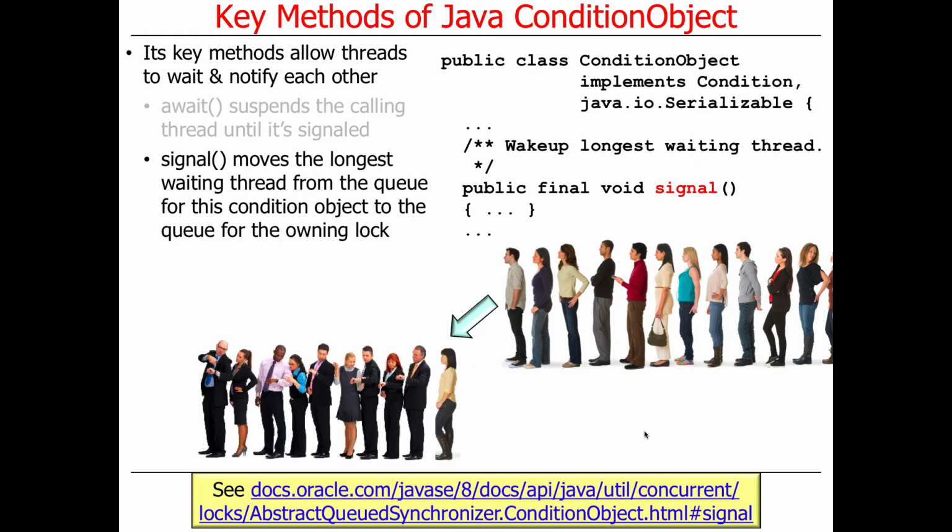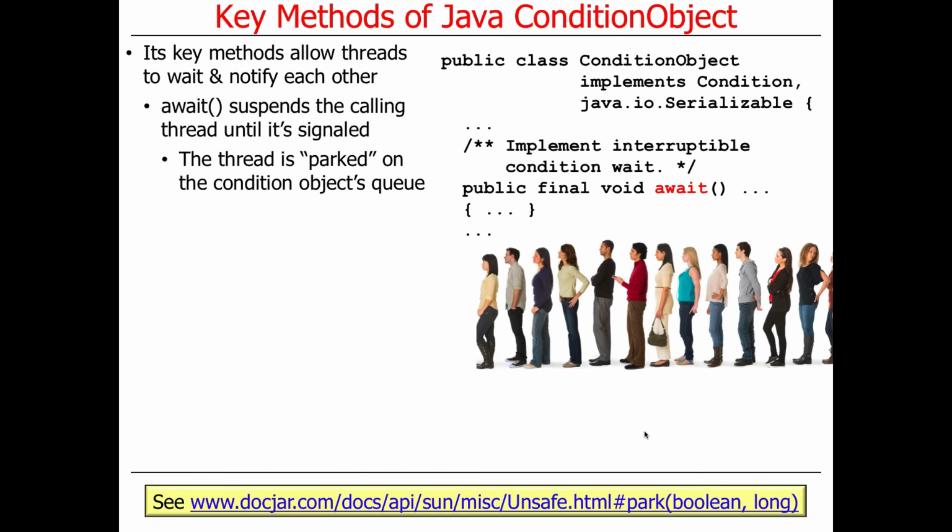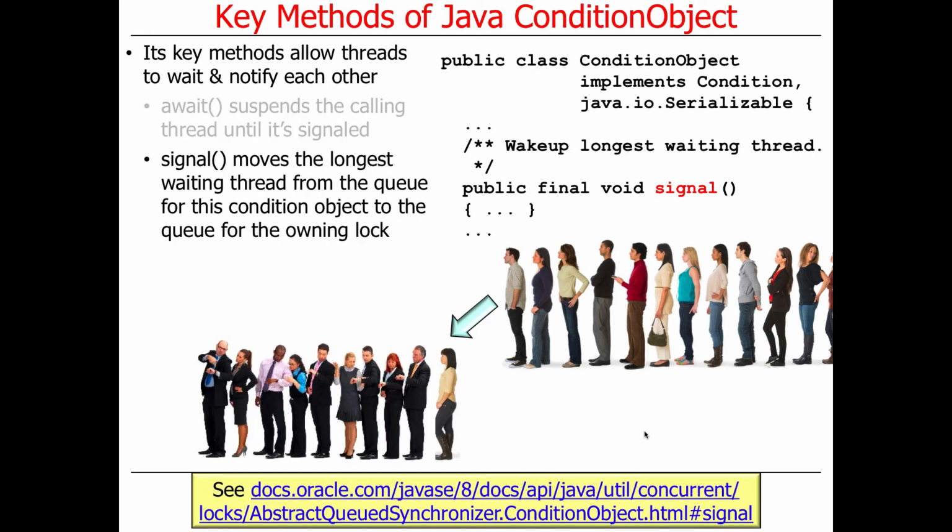Signal is going to move the longest waiting thread. So here's the thread that's been waiting the longest, right? The person in the front. And it's going to move that thread from the condition object to the queue for the owning lock. So what that implies is that it's not going to have that thread start to run right away. That thread gets to simply go stand in another line and wait for its chance to acquire that lock, and then it can run. So signal is just about moving things from one queue to the other, and that makes sure it'll get to a point where it can actually do something.